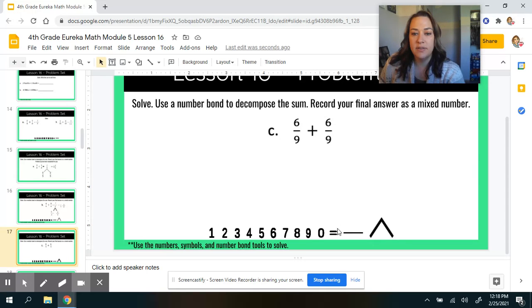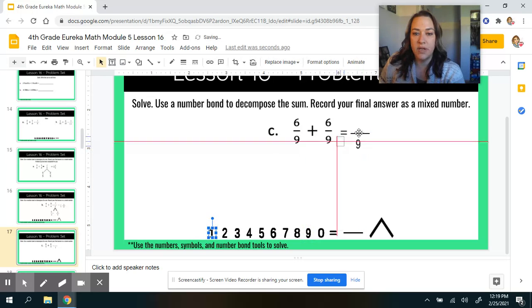Last one. So we have common denominators. They are ninths, so we're going to stay ninths, and then we're going to add our numerators. 6 plus 6 gives us 12. So we have 12 ninths.